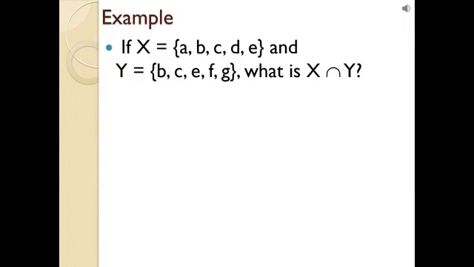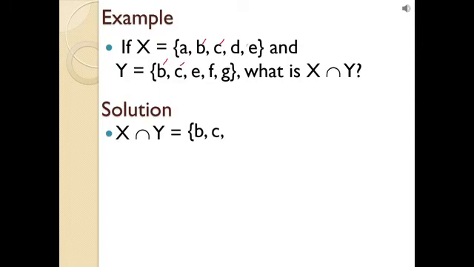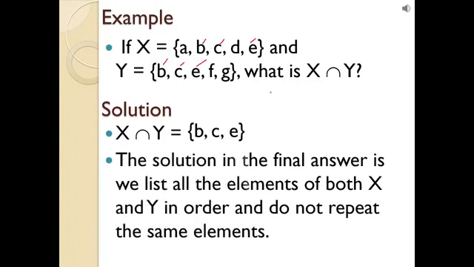What about this? What is the intersection of X and Y? What is common? A is not found in Y, so I will not be writing A. B is found in Y, so you write B. C is found in Y, you write C. D isn't found. Letter E is found in both sets. And F isn't found. G isn't found either. So therefore, the intersection of X and Y are simply B, C, and E because they are the elements common to both X and Y.